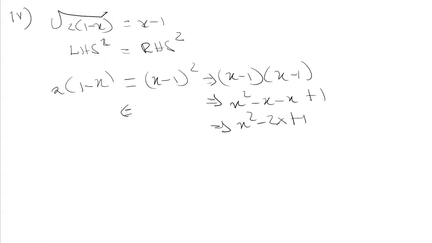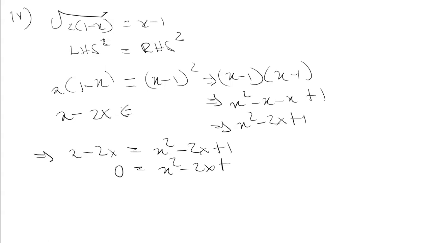The left hand side can be written as 2 minus 2x. Therefore, we have 2 minus 2x equals x squared minus 2x plus 1. We can move the left hand side to the right hand side, so this becomes 0 equals x squared minus 2x plus 1 minus 2 plus 2x. So these cancel each other. So we have x squared plus 1 minus 2, which is minus 1, equals 0.